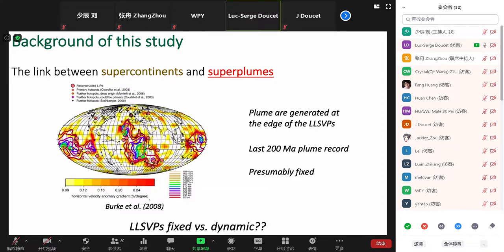And once again, to continue to understand the link between supercontinent and superplume, Burke et al. 2008 and other people think that because for the last 200 million years the LIPs and hotspots were on the edge of the LLSVPs, the LLSVPs are fixed. Because if they were not fixed, we should expect to have hotspots and LIPs all over the place. And this argument has been going on for years now about the origin of the LLSVPs. Are they fixed or dynamic?